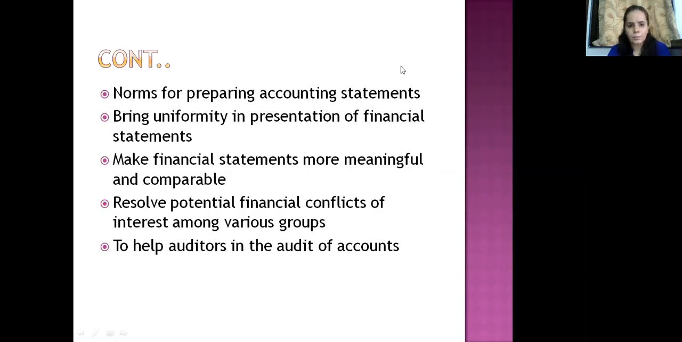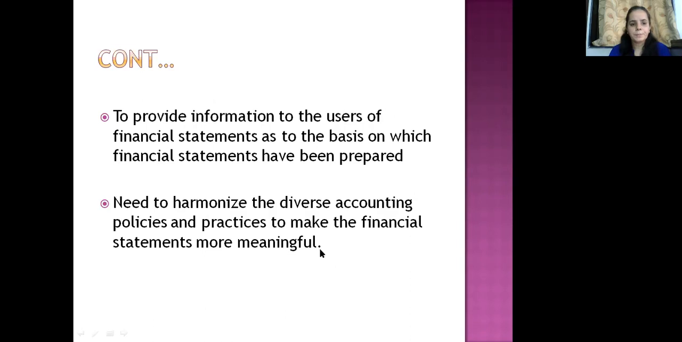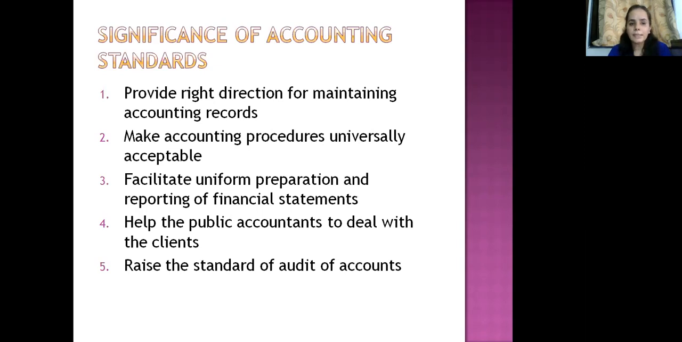Accounting standard is a norm for preparing the accounting statements. Accounting standard helps the auditor in auditing the accounts. In other words, we can conclude that an accounting standard provides information to the user of a financial statement as the basis on which the financial statement has been prepared. And second, accounting standards need to harmonize the diverse accounting policies and practices to make the financial statement more meaningful.